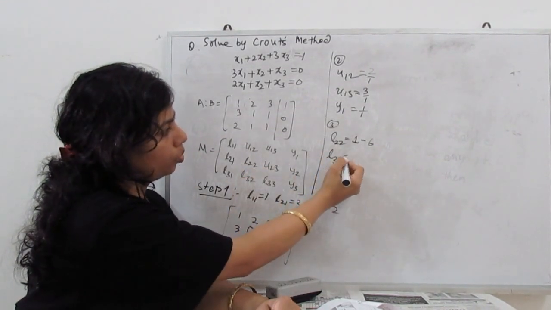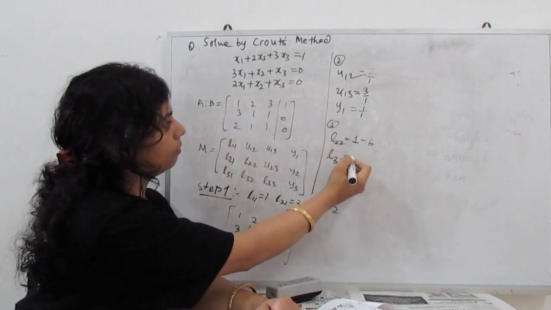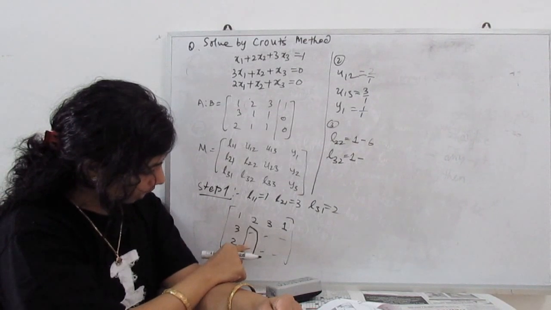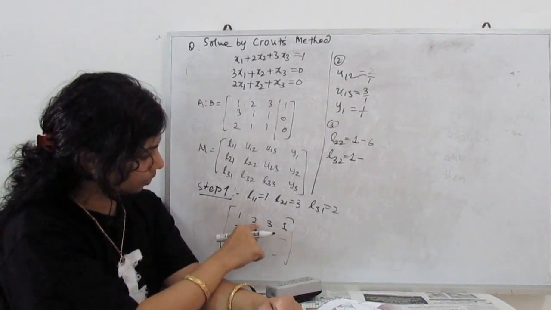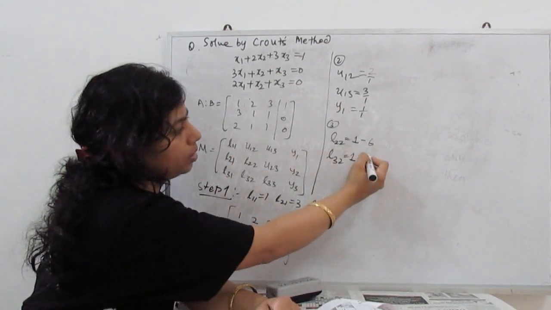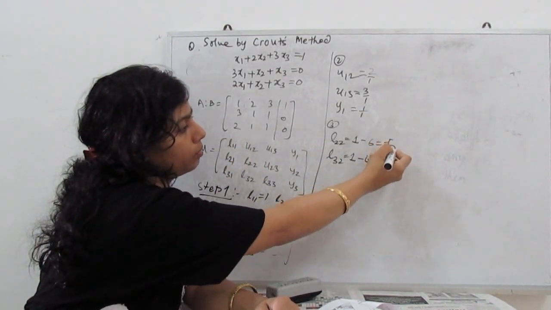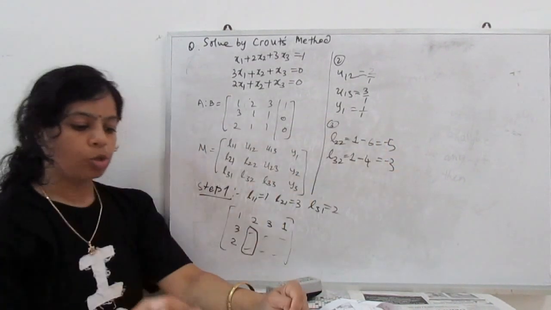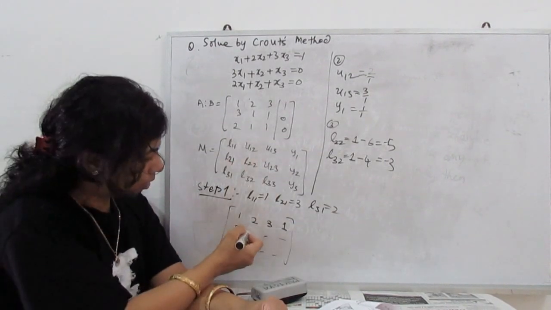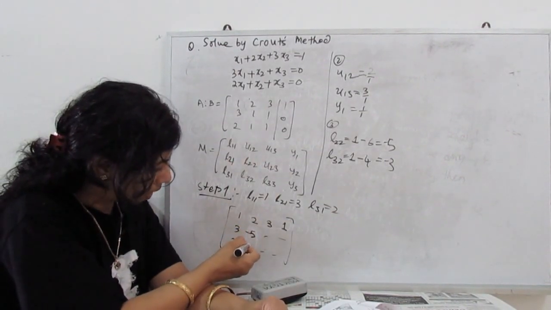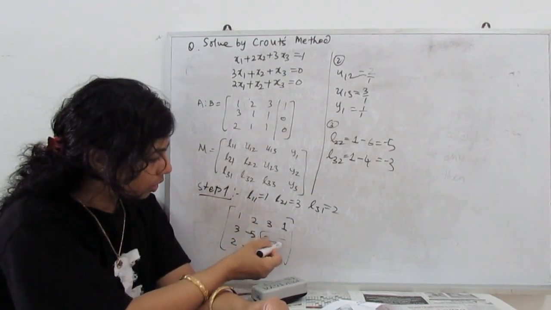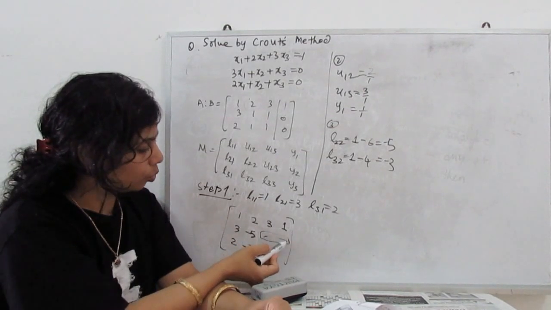L32 is A32, which is 1, minus this times this. So L31 times U12: 2 times 2 is 4. So this becomes minus 5, this becomes minus 3. So my new matrix becomes, these elements come here, minus 5, minus 3. Clear?